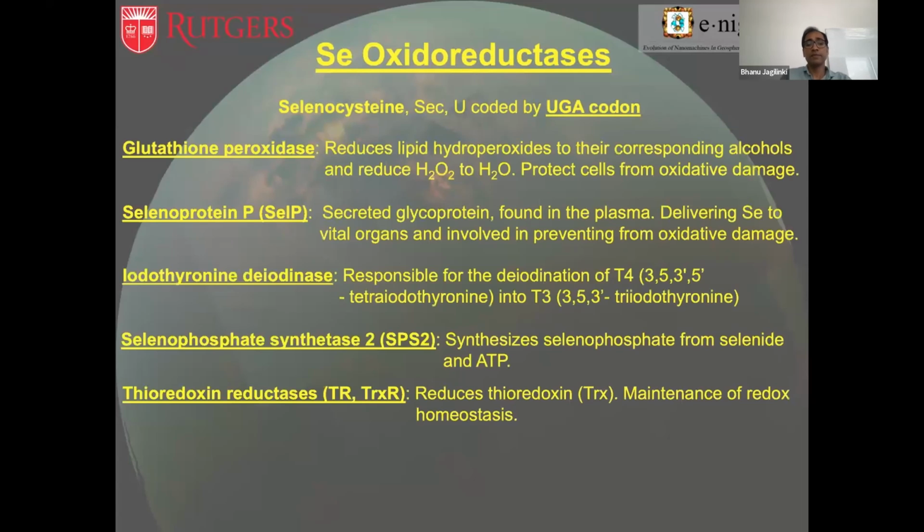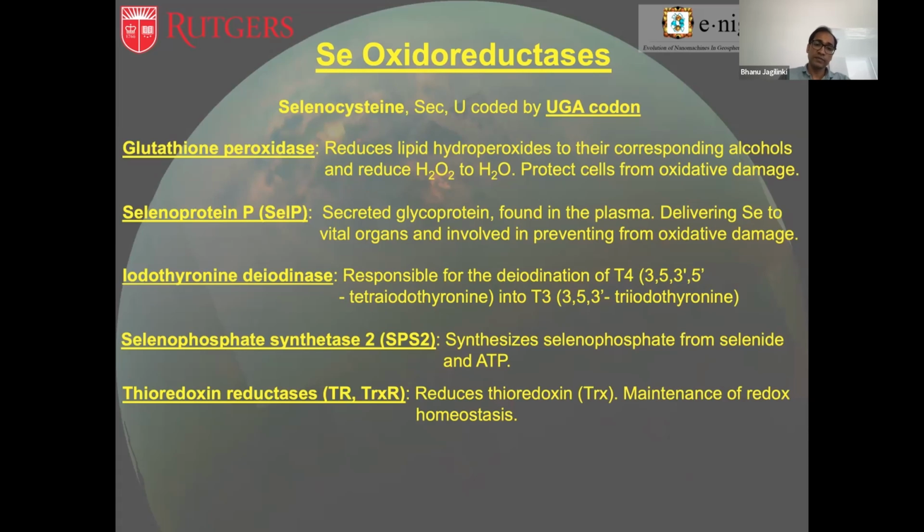So let's look into a few examples. These are some major examples. I don't want to go into their functions, but I just want to list them: glutathione peroxidase, selenoprotein P, iodothyronine deiodinase, selenophosphate synthetase, and also thioredoxin reductases. These enzymes all have one or more selenocysteines in their primary sequence. If we mutate this selenocysteine to the structurally similar sulfur-containing amino acid cysteine, these enzymes lose their function completely. They become completely non-functional.